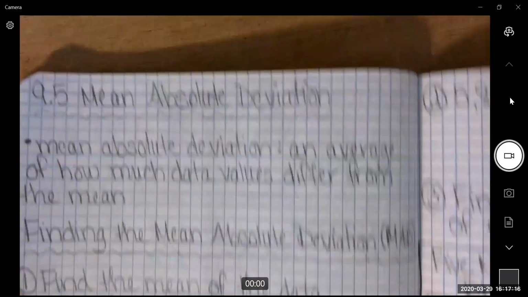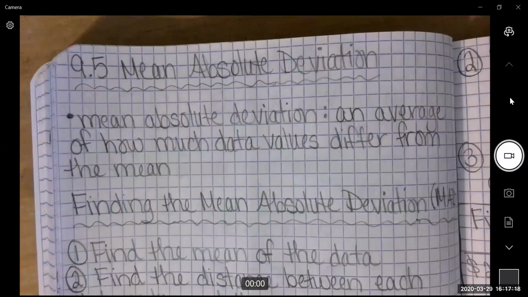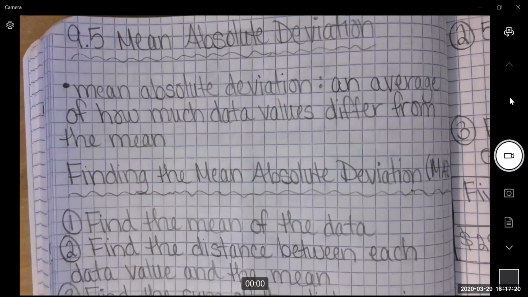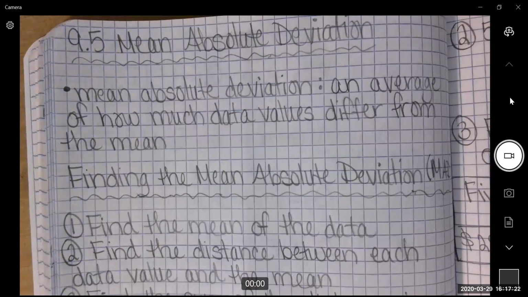Change books here. All right, so the mean absolute deviation, or the MAD, as you're going to hear it called, is an average of how much data values differ from the mean. So basically, what it's asking you is, how far is each piece of data away from the mean? What's the average of that?